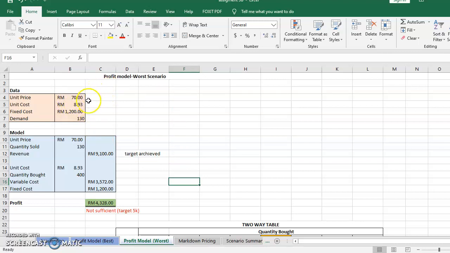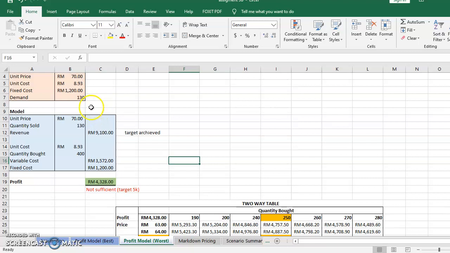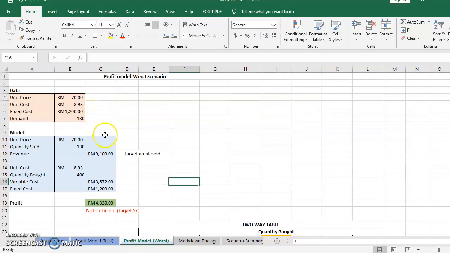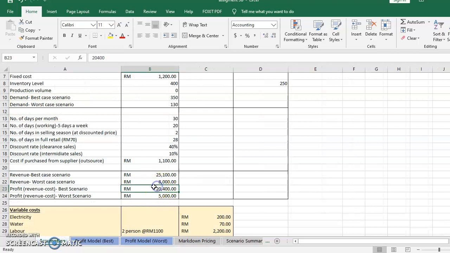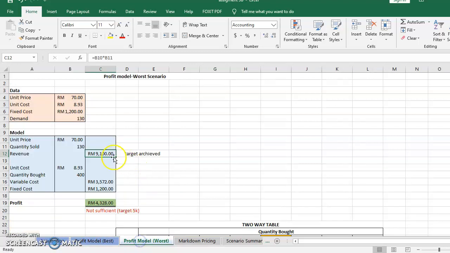So in this sheet we learn what will happen in my business if something happens to the business, which means the worst case scenario. In this case, my revenue target is achieved, because my assumption for the worst case scenario for the revenue is only 8,000 ringgit, but I obtained 9,100. So the target is achieved.